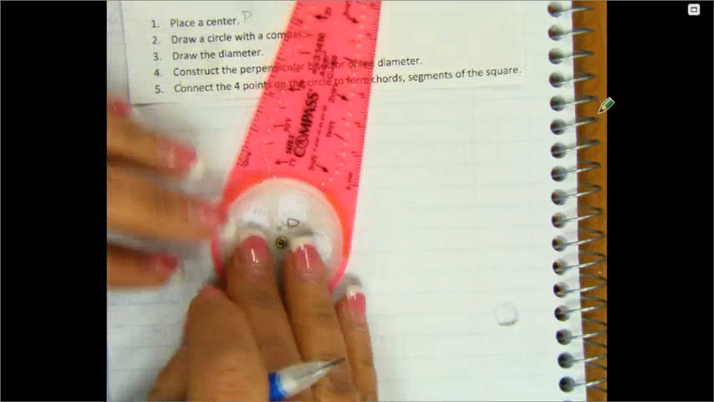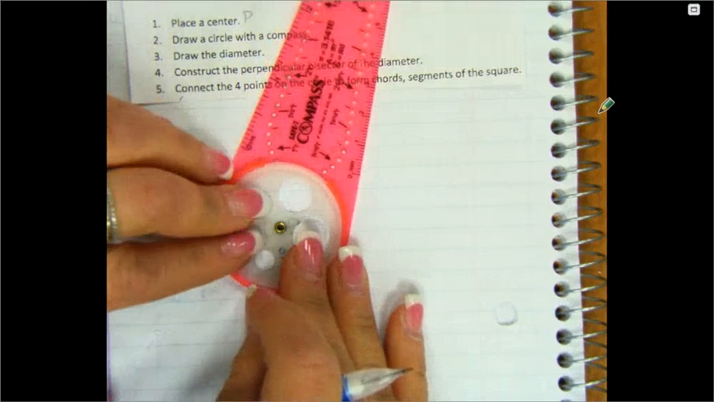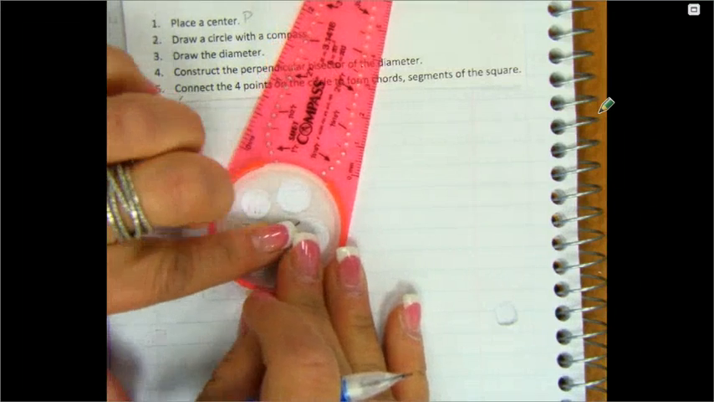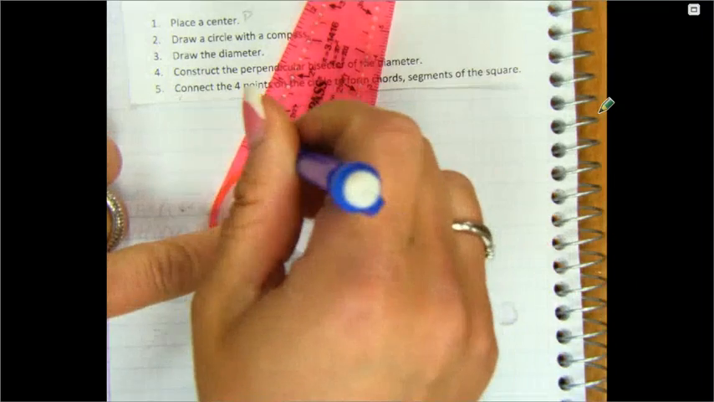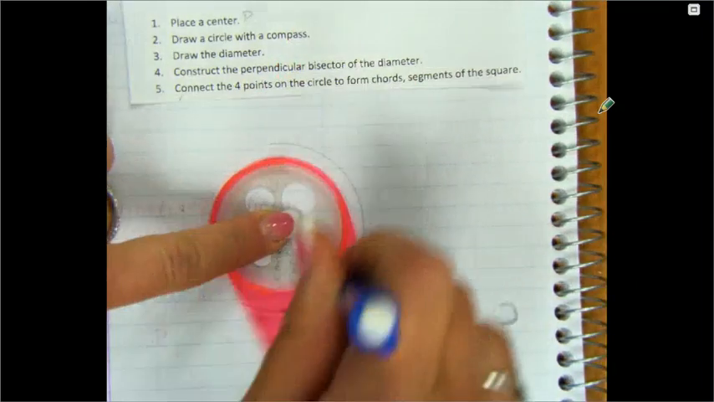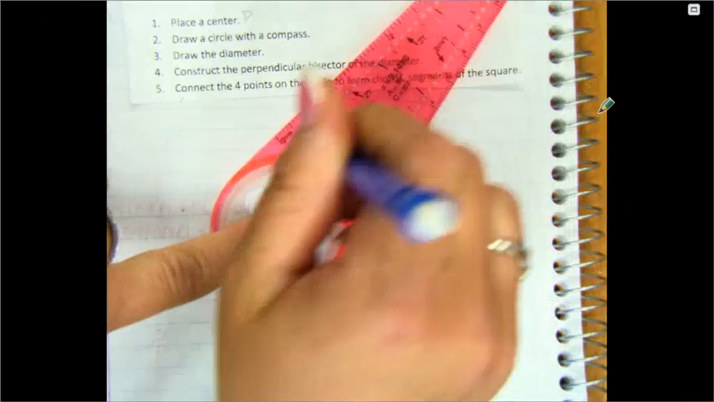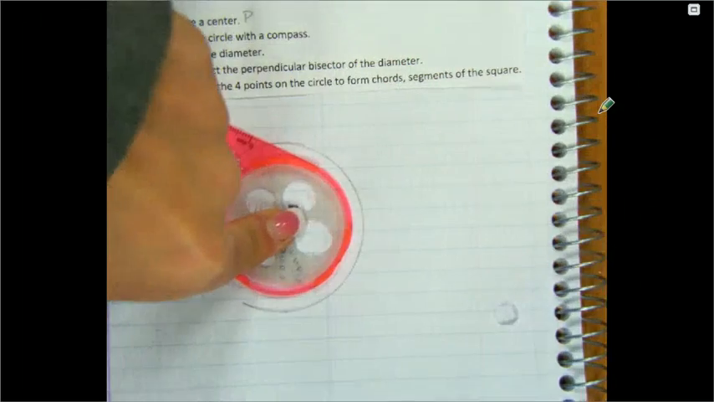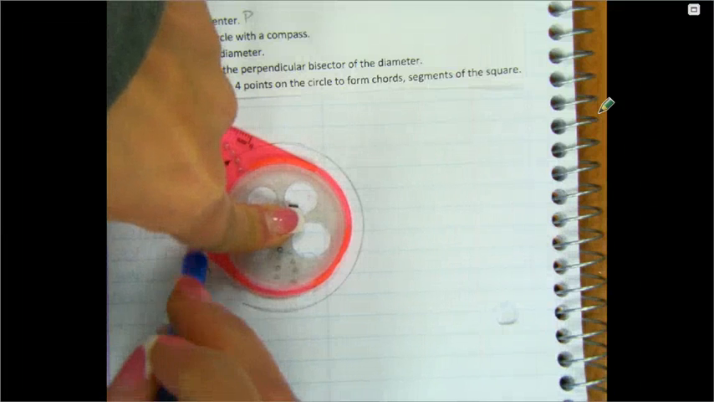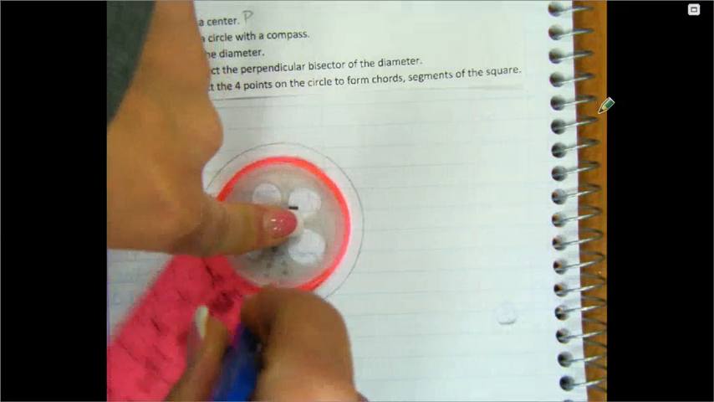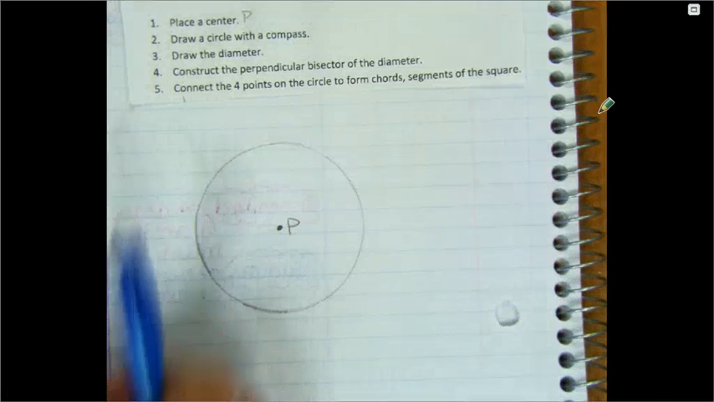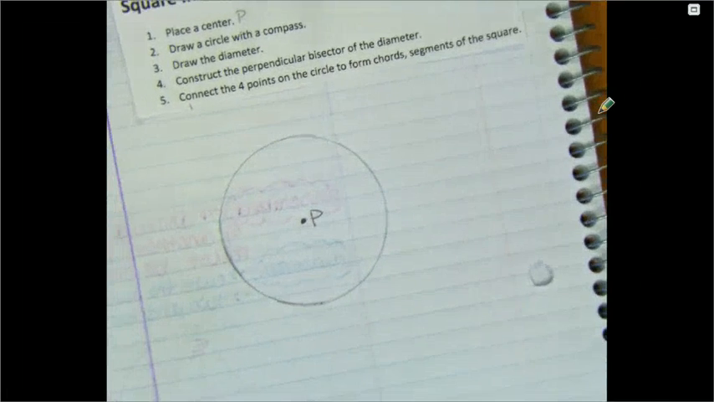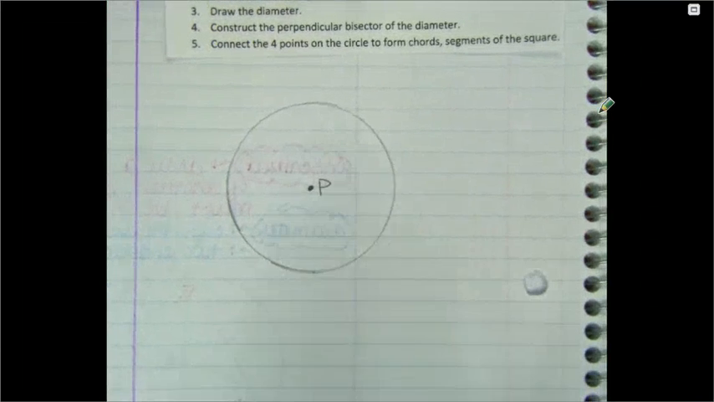So let's draw a circle with a compass. So let's take our compass. And let's draw a circle. I don't know. Let's use this one. If you break your lead pencil like I do and you want a real pencil, tell me. Alright, so we drew our circle.